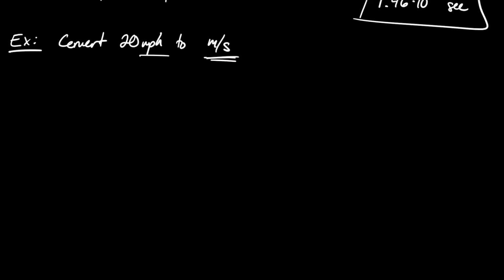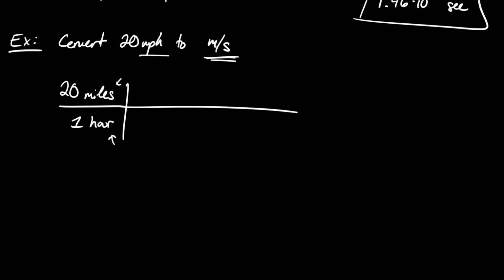So this is a typical thing that you'll be doing, not plenty, but a fair bit, so it's worth knowing how to do. So we're going to start with 20 miles per 1 hour. That's our starting point. And our goal is to convert this miles to meters and get the hours to seconds by the end of it. So first, let's attack the hour because that's easier. We know that in 1 hour, there are 60 minutes. And in 1 minute, there are 60 seconds.